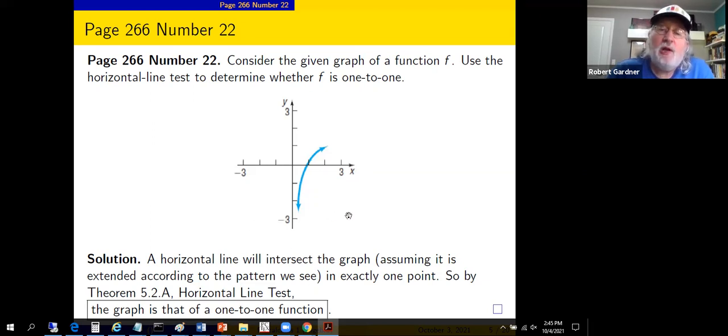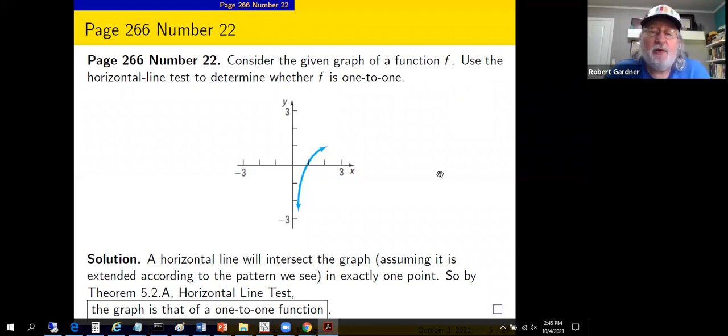In fact, a horizontal line would intersect the graph in exactly one point. If this really is a logarithmic function, I might have to go really far to the right to find when it takes on the value 3. But the indication is it continues to grow, and it continues to grow without bound, if you'll believe me on that. This is a strictly increasing function as well.